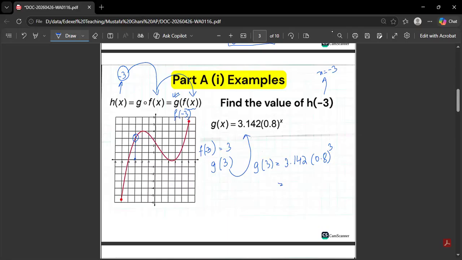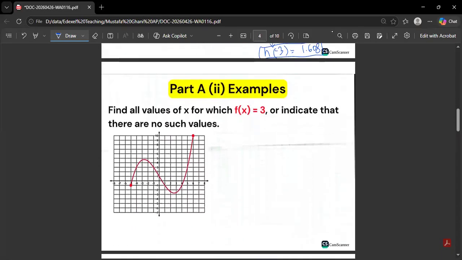1.608. That's great. So that means we are getting g of 3 value 1.608, which is actually equal to g of f of -3, and which is also equal to H of -3, right? Clear now? Yes, sir.